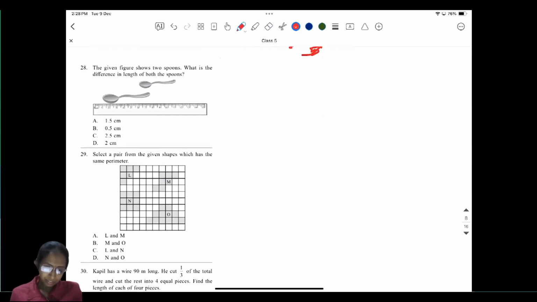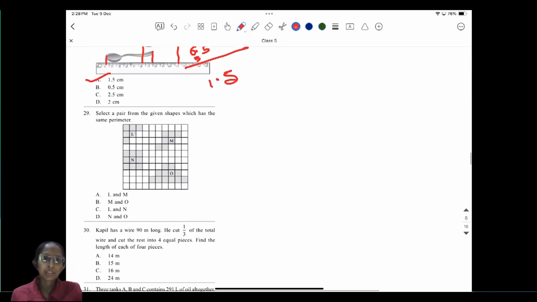Now the next one. The given graph figure shows 2 spoons. What is the difference in the length of the 2 spoons? When you see this first spoon, it is starting from 1 and ending at 7.5. So this is of length 6.5. Now the second spoon, when we draw this line, is starting from 6 and ending at 11. That means this is of 5. So their difference, when you subtract 6.5 minus 5, is 1.5. 1.5 centimeter is the difference of the 2 spoons.